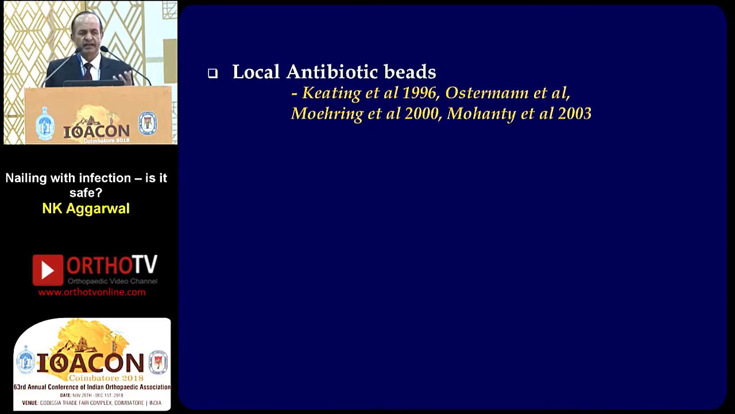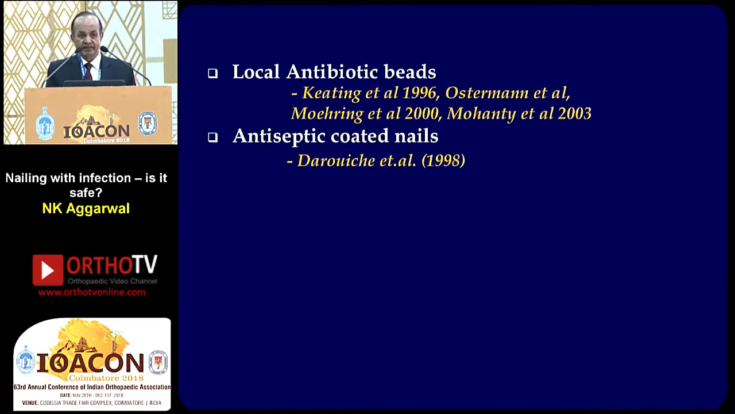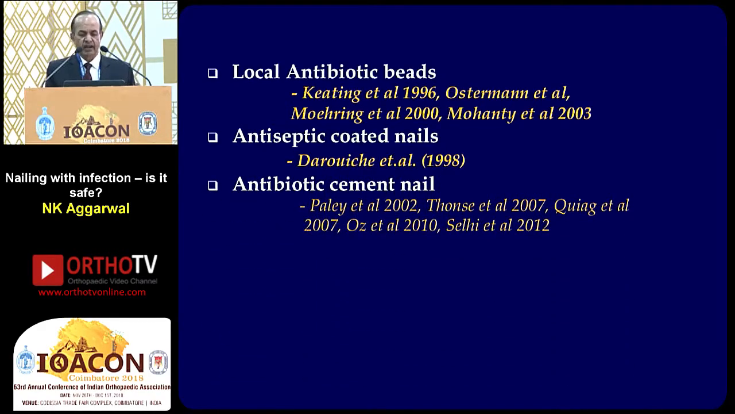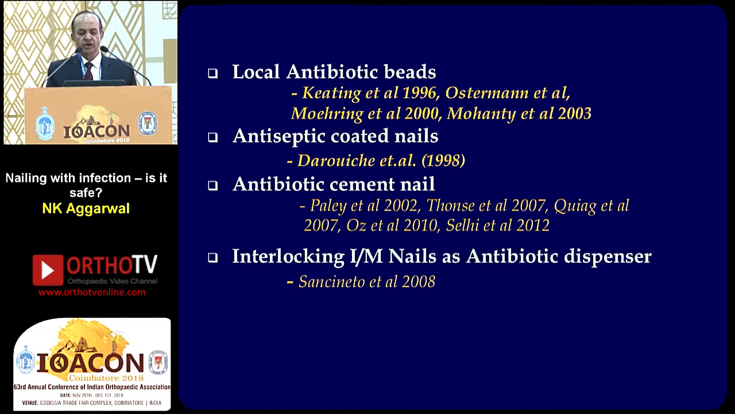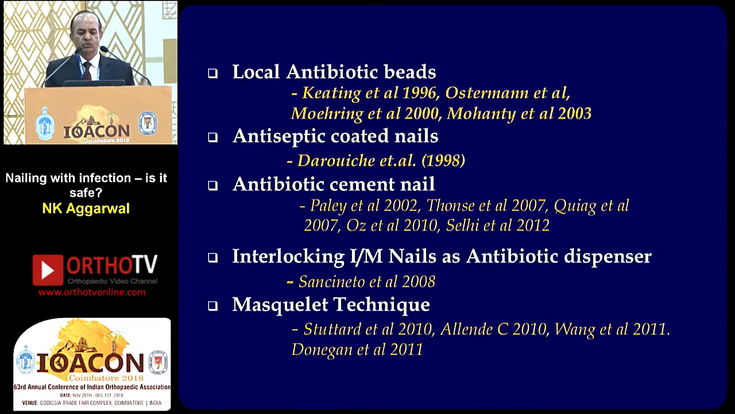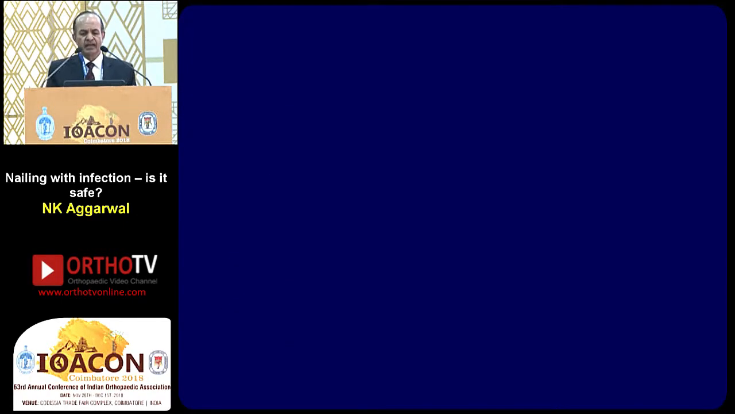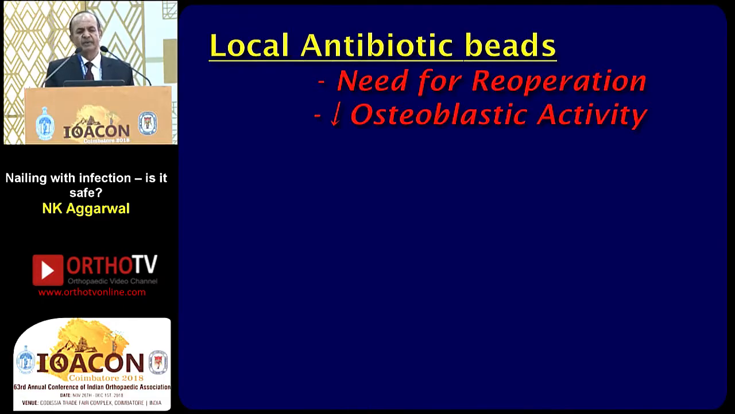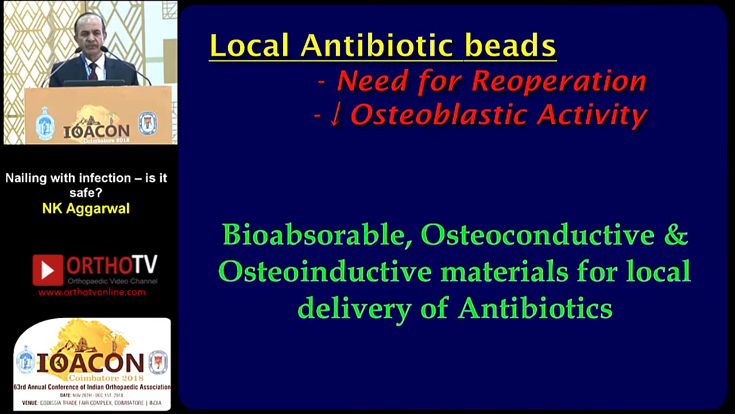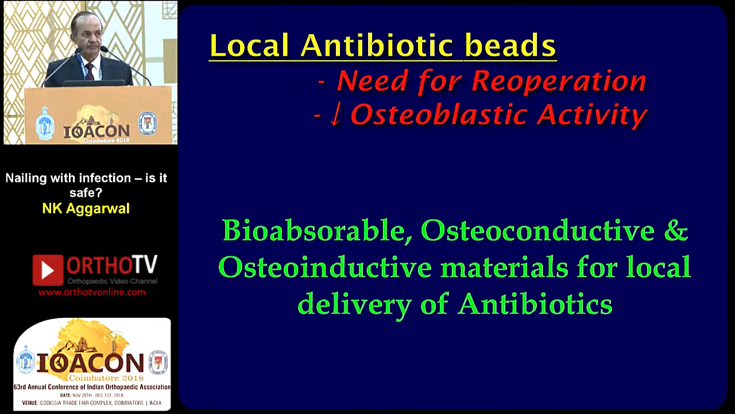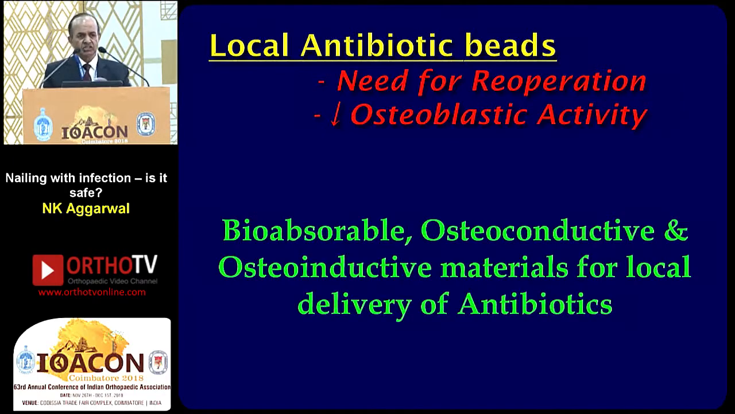Earlier it was antibiotic cement beads. Then we also have antiseptic coated nails and antibiotic cement nails, and interlocking intramedullary nails as antibiotic dispensers have also been used. And the masquelet technique is another one where we use a membrane. Now, with local antibiotic cement beads, there is need for reoperation, and they decrease the osteoblastic activity. To overcome this, we now have bioabsorbable, osteoconductive, and even osteoinductive materials for local antibiotic delivery. So a second operation is not needed, and this is almost a reality today.